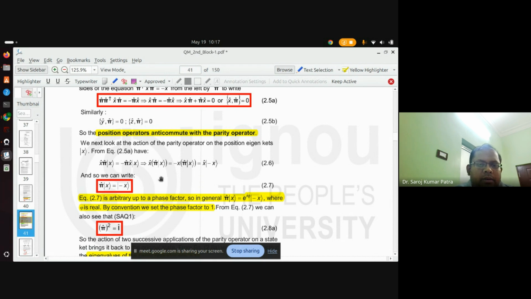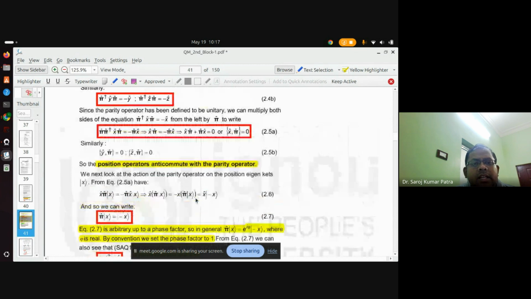If we have any arbitrary phase factor e to the power i phi, that will also work, because if we take the dag, it will be e to the power minus i phi, and pi dag pi will again be unity. So we can always have a phase factor e to the power i phi. So pi, but with the condition that pi square must be equal to identity. Pi square must be equal to identity. These are the properties of the parity operator.